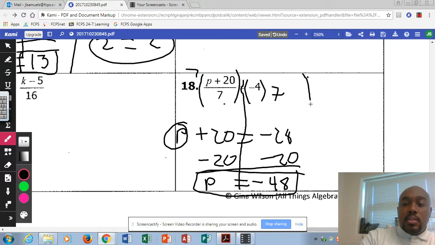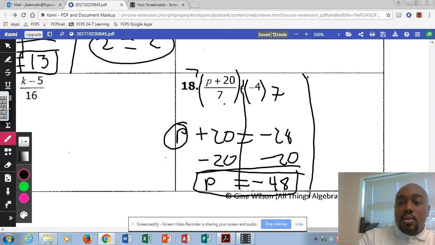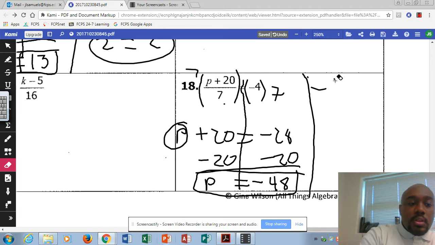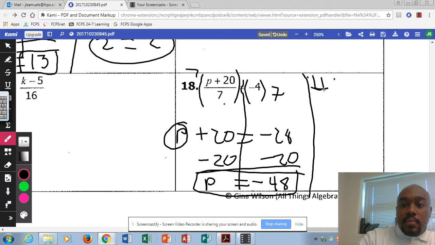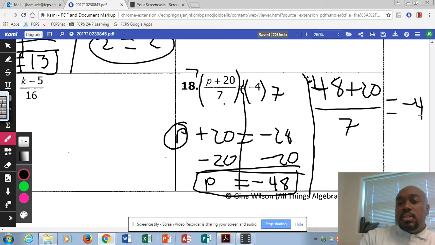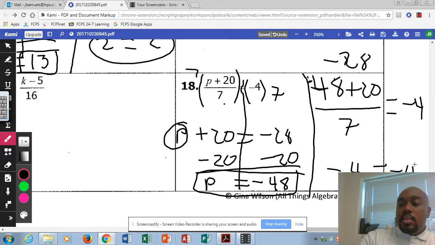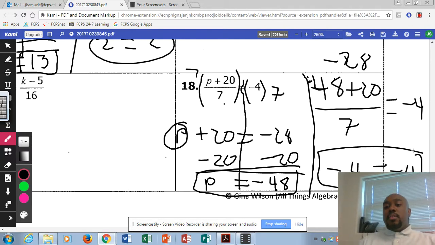Okay, but once again, we're not done. We have to make sure we check our answer. So when we check our answer, we get negative 48 plus 20 over 7, and that should equal negative 4 as an answer. Well, let's see. Negative 48 plus 20 will be negative 28. And negative 28 divided by 7, negative divided by positive always equals a negative. And we end up with a final answer of negative 4 equals negative 4, a true statement.